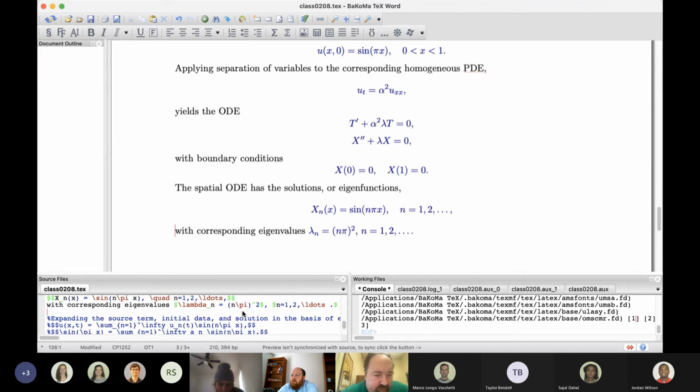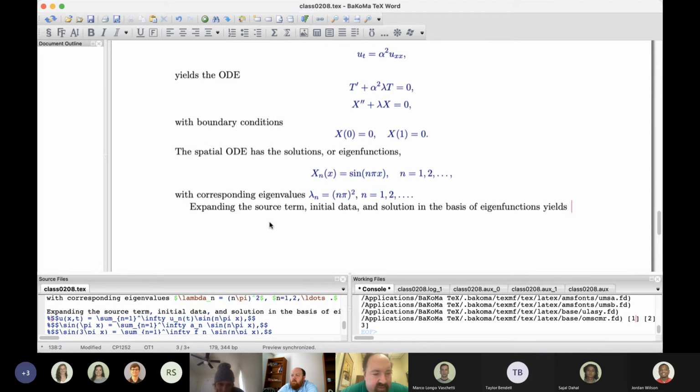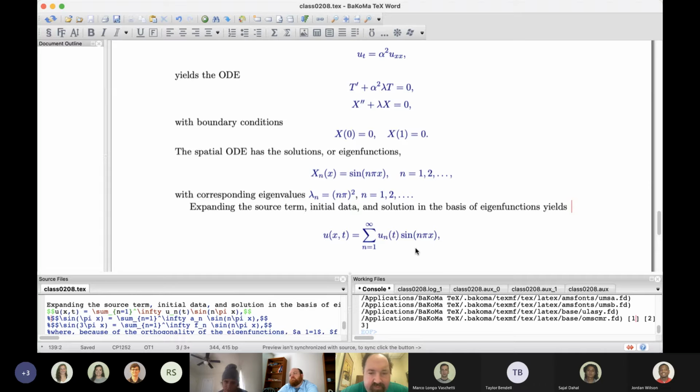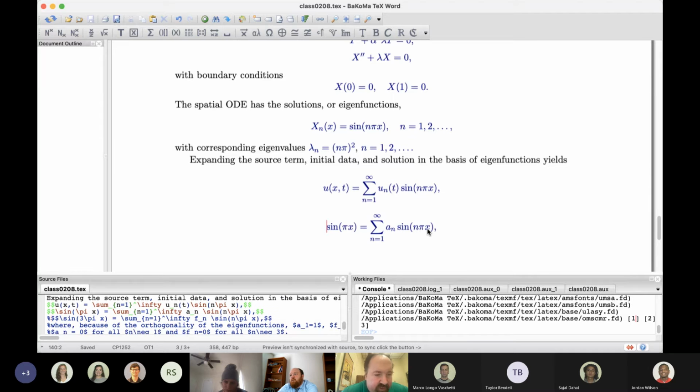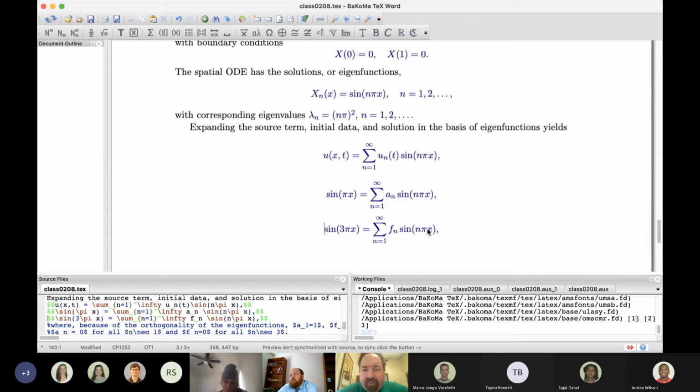So what I need to do now is do all my eigenfunction expansion. So my solution will have this form with sine n pi x filled in. Here, my initial data is expanded in its basis of eigenfunctions. And my source term is also expanded.